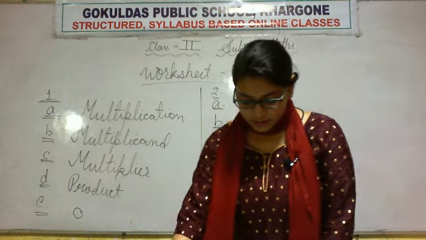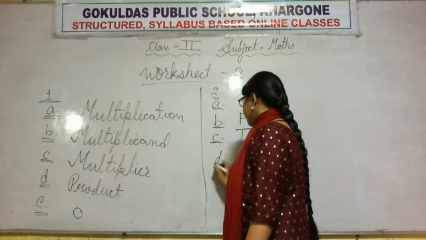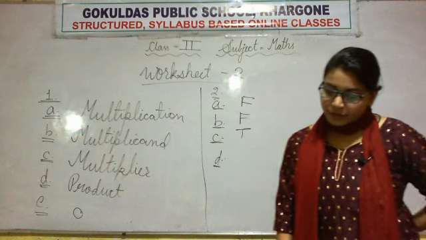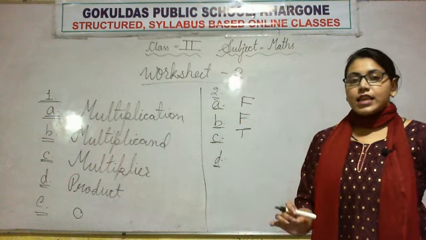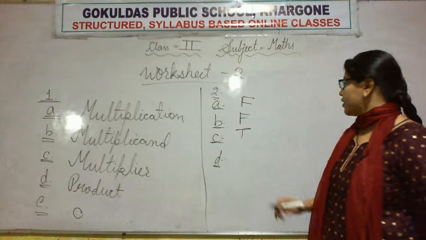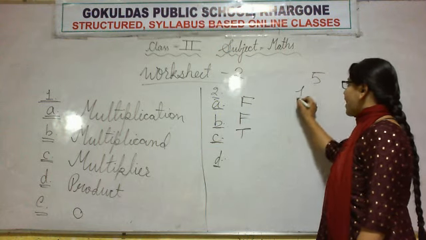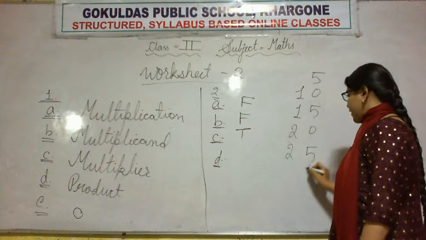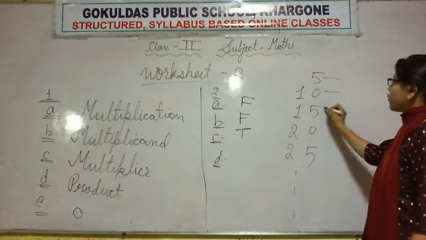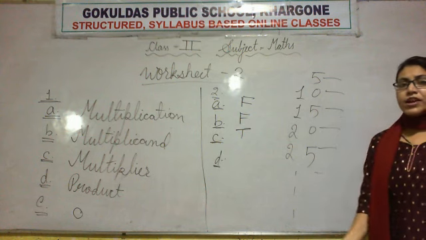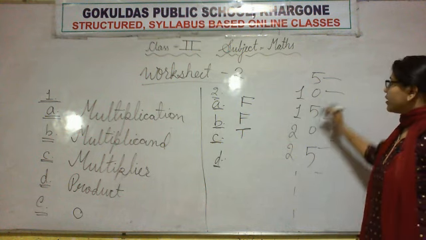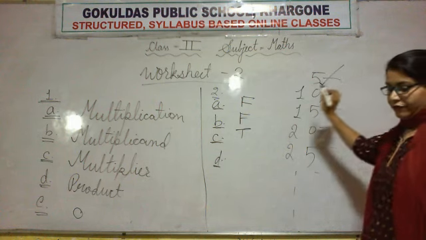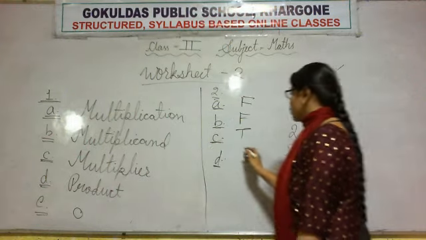Now the next one, part D. If a number is multiplied by 5, it will always end in either 0 or 5. Let's see the table of 5. 5 ones are 5, 5 twos are 10, 5 threes are 15, 5 fours are 20, 5 fives are 25 and so on. See, 5, 0, 5, 0. So whenever we multiply any number by 5, the result will end in either 0 or 5. So again this statement is true.